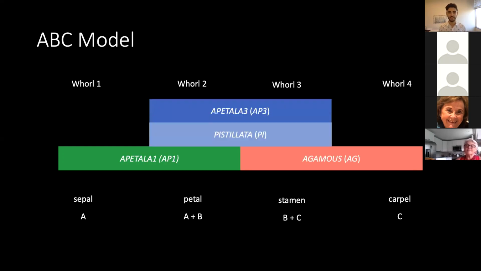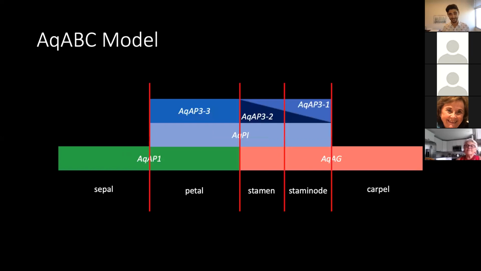Now we can be a little more specific and give them gene names. Notice there are 2 B class genes, AP3 and Pistillata. We are concerned with AP3 today. And we can get really specific and look at the ABC model in Aquilegia specifically.